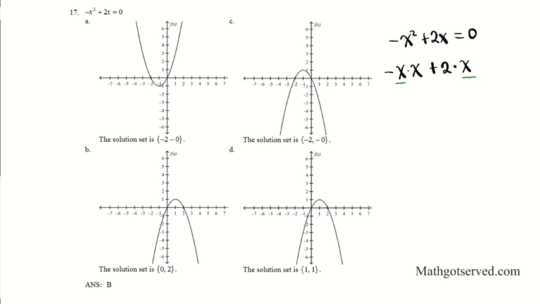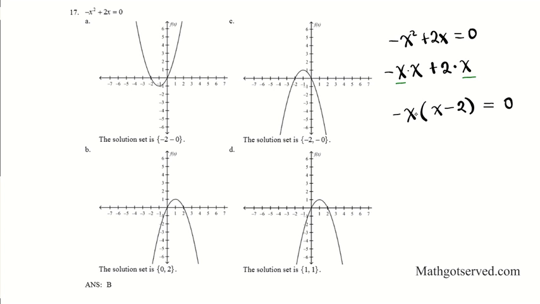And then we can factor out the negative x, or we can just factor out x. It doesn't make any difference. So let's factor out a negative x in this case. If I take out negative x, I'll be left with x minus 2 equals 0.